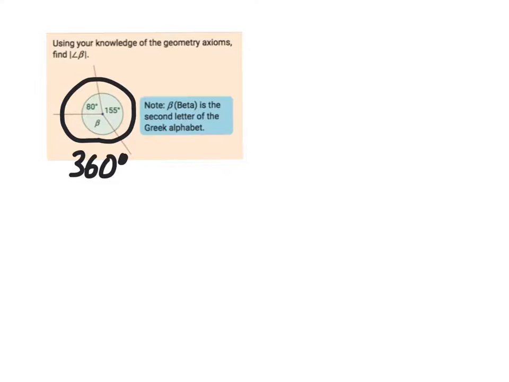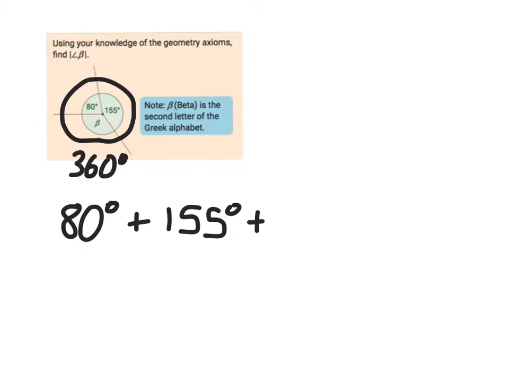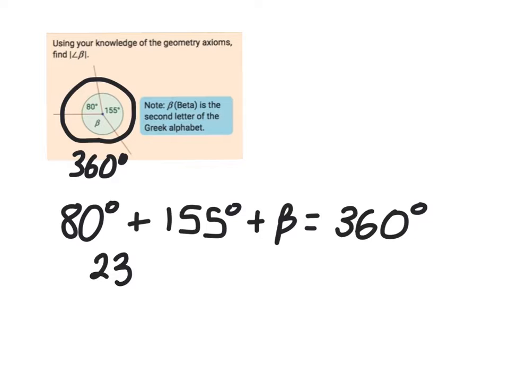So we know 80 plus 155 plus beta is equal to 360, okay? Now, can I tidy that up? 80 plus 155, that's going to give me 235 plus beta is equal to 360.